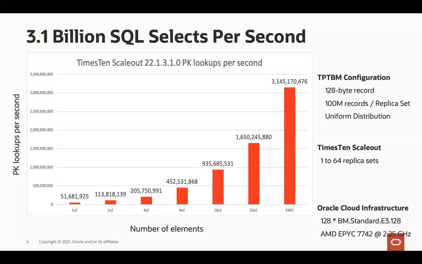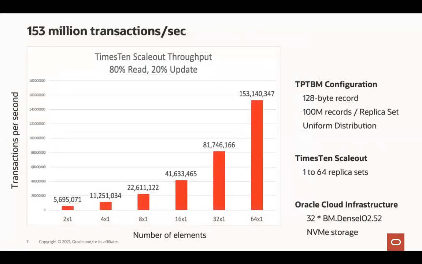So TimesTen has very low latency, as small as 1.7 microseconds to do a lookup. And when we have many connections on many machines, we can do up to 3.1 billion SQL selects per second. So that's very impressive throughput. So doing selects is actually fairly easy. The harder operation is to do ACID transactions. So in this case, we're doing 20% updates with a commit along with our reads. Because we have to persist that to the file system and deal with the redo and undo, there's more work to do and it's going to take longer.